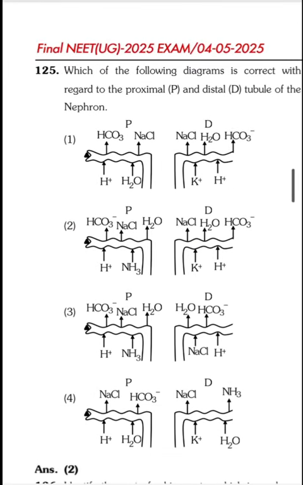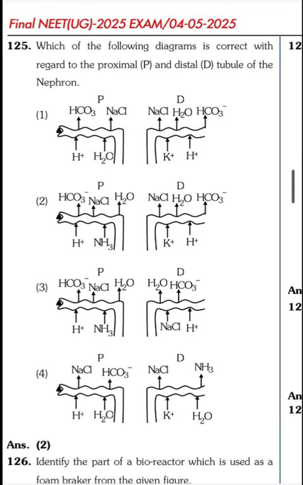Again, there is a diagram oriented question. Which of the following diagrams is correct with regard to the proximal and distal convoluted tubule of the nephron? Okay, so you can see there is tubular secretion of bicarbonate, sodium chloride, water, and tubular reabsorption of H plus and ammonia, and in the distal convoluted tubule it will be potassium and H plus. So the second option is the correct diagram for it.